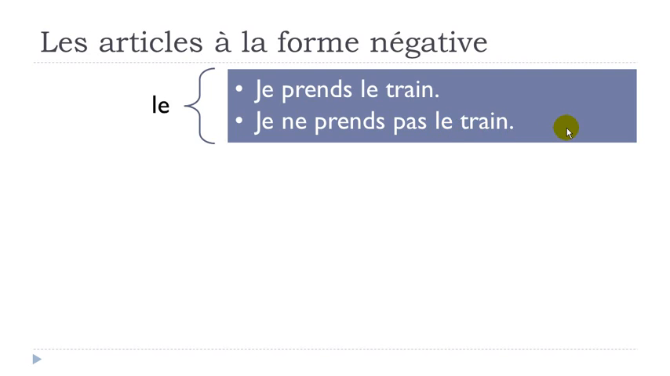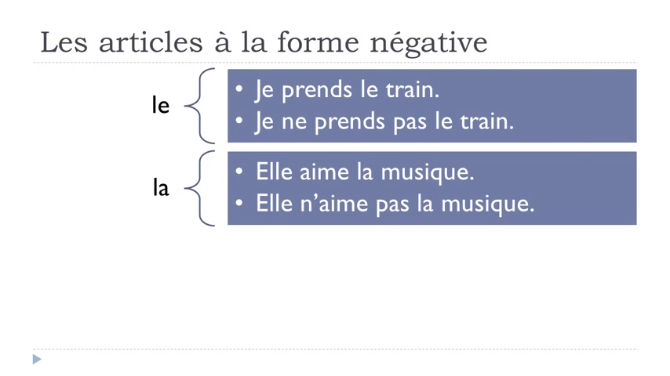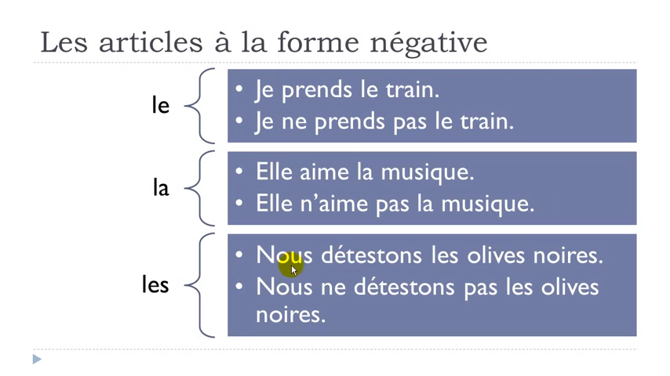It doesn't change. So, feminine, elle aime la musique. Aimer is to like or to love. Elle aime la musique, the music. Elle n'aime pas la musique. It doesn't change at all. Les, plural form, nous détestons les olives noires. Détester, to hate. Olives, and then noir, black. Nous détestons les olives noires. Negative form, nous ne détestons pas les olives noires. In that case, it doesn't change. So you can see le doesn't change, la doesn't change, and les doesn't change either.